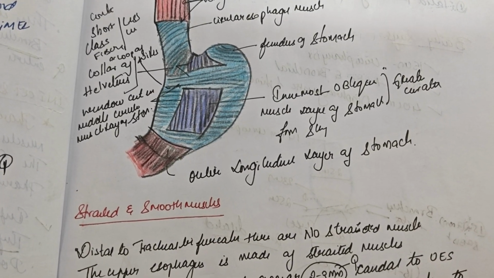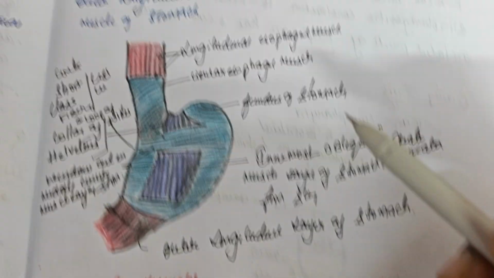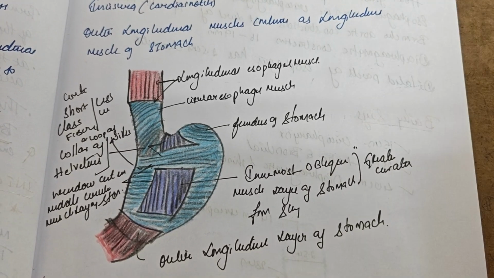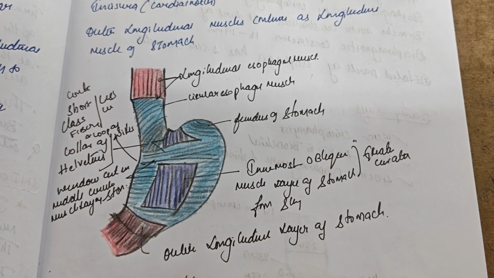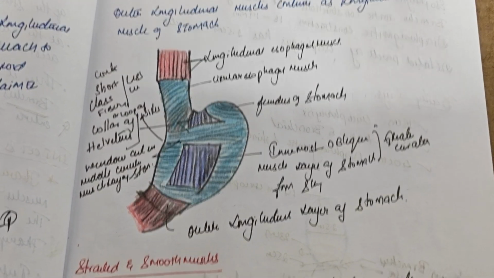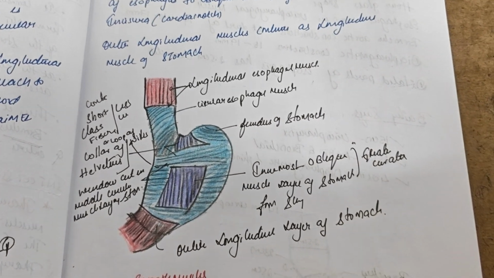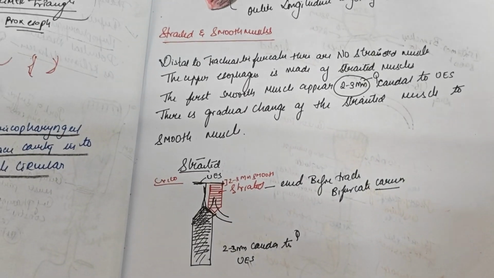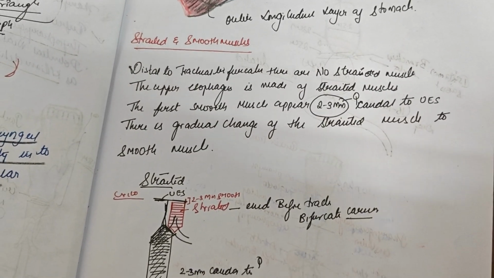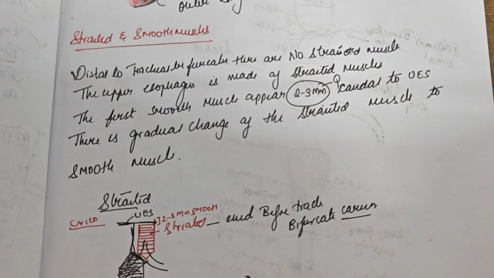The next point is the outer longitudinal layer. If you observe, the outer longitudinal muscles continue as the longitudinal muscles of the stomach. So that's all you need to understand. We spoke about the circular muscles, we spoke about the longitudinal muscles. Now, let us understand striated and smooth muscle, right?